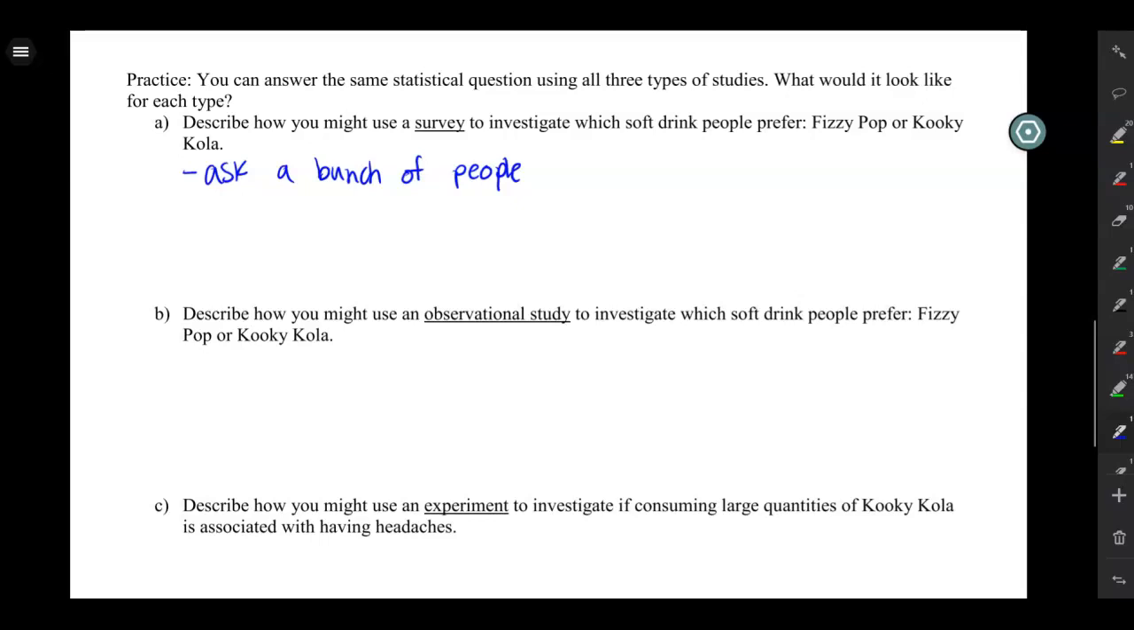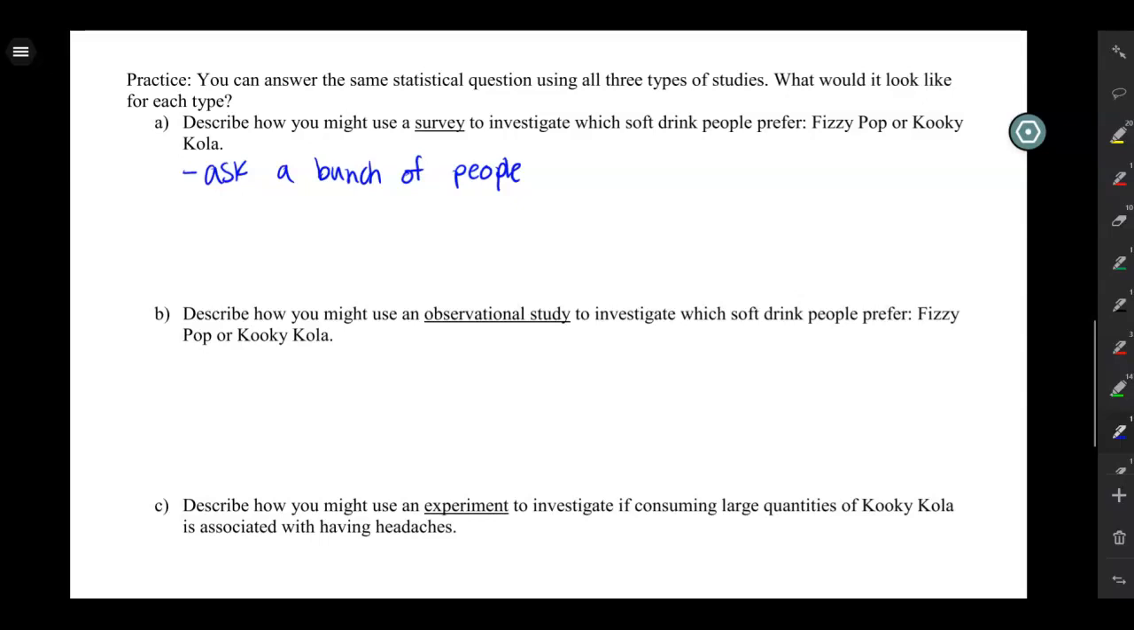So let's move to B. Describe how you might use an observational study to investigate which soft drink people prefer. So if we're doing an observational study, it means that we're going to be observing people doing something, but we cannot influence their actions or ask them their opinion.